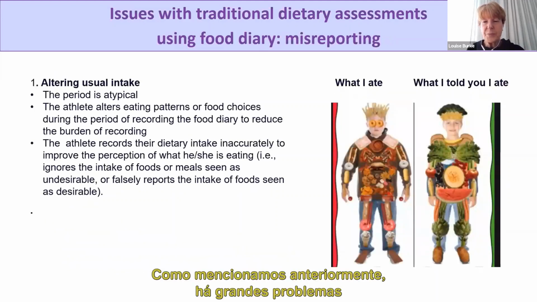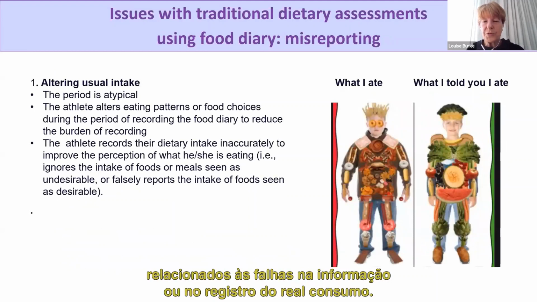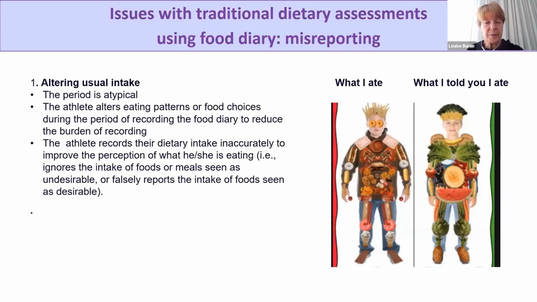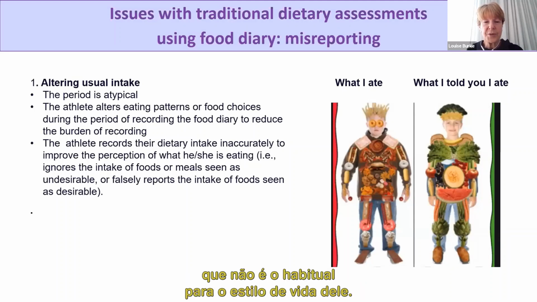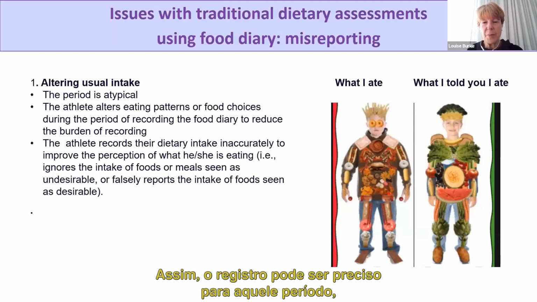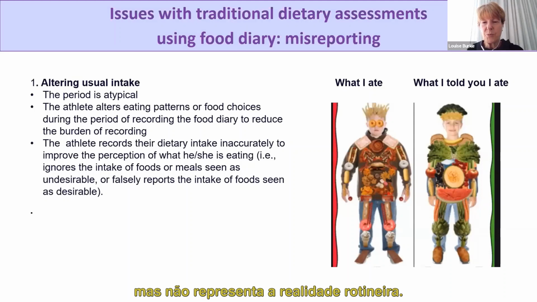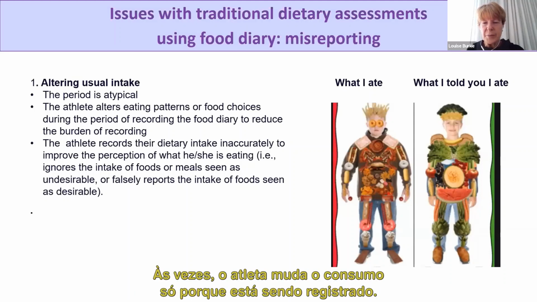And as we've said before, there's a big problem with the misreporting or the misrecording of true intake. And this can happen for 2 different reasons. The athlete is asked to do a food record over a time period that's not usual in terms of their lifestyle, and so what they're writing down for you might be accurate for what they did over that period, but it's not representing usual. But sometimes the athlete will change their food intake just because they're recording.